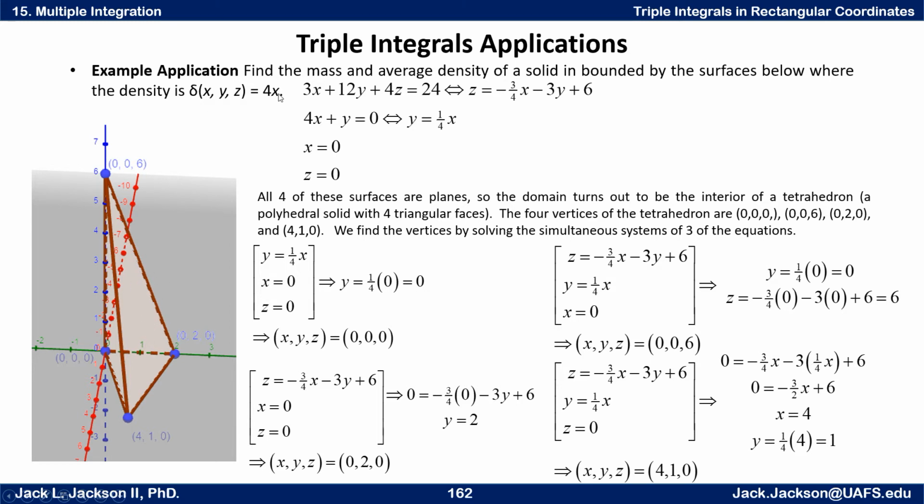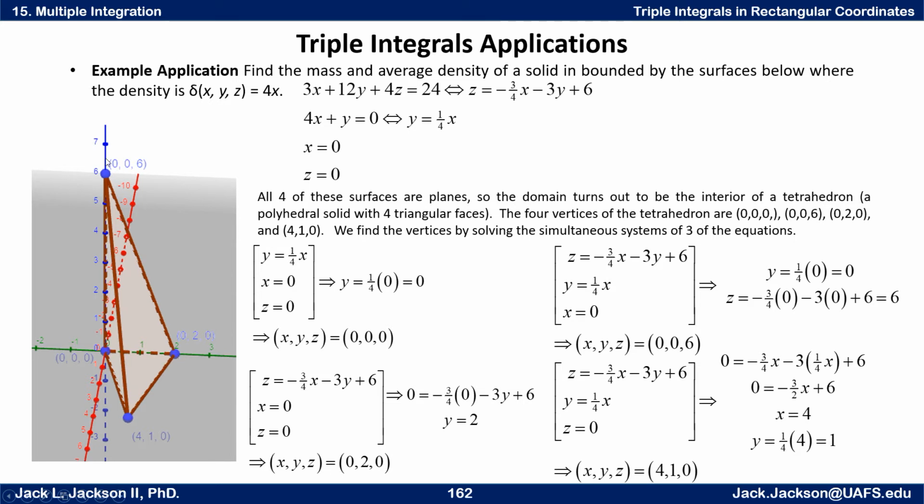Now the density is changing. It changes with x. So when x is 0, the density is 0. So it's actually density 0 right along the yz plane over here, and it gets more and more dense as we move out toward this corner over here as x increases. All right, now we need to find the corners here, the vertices.